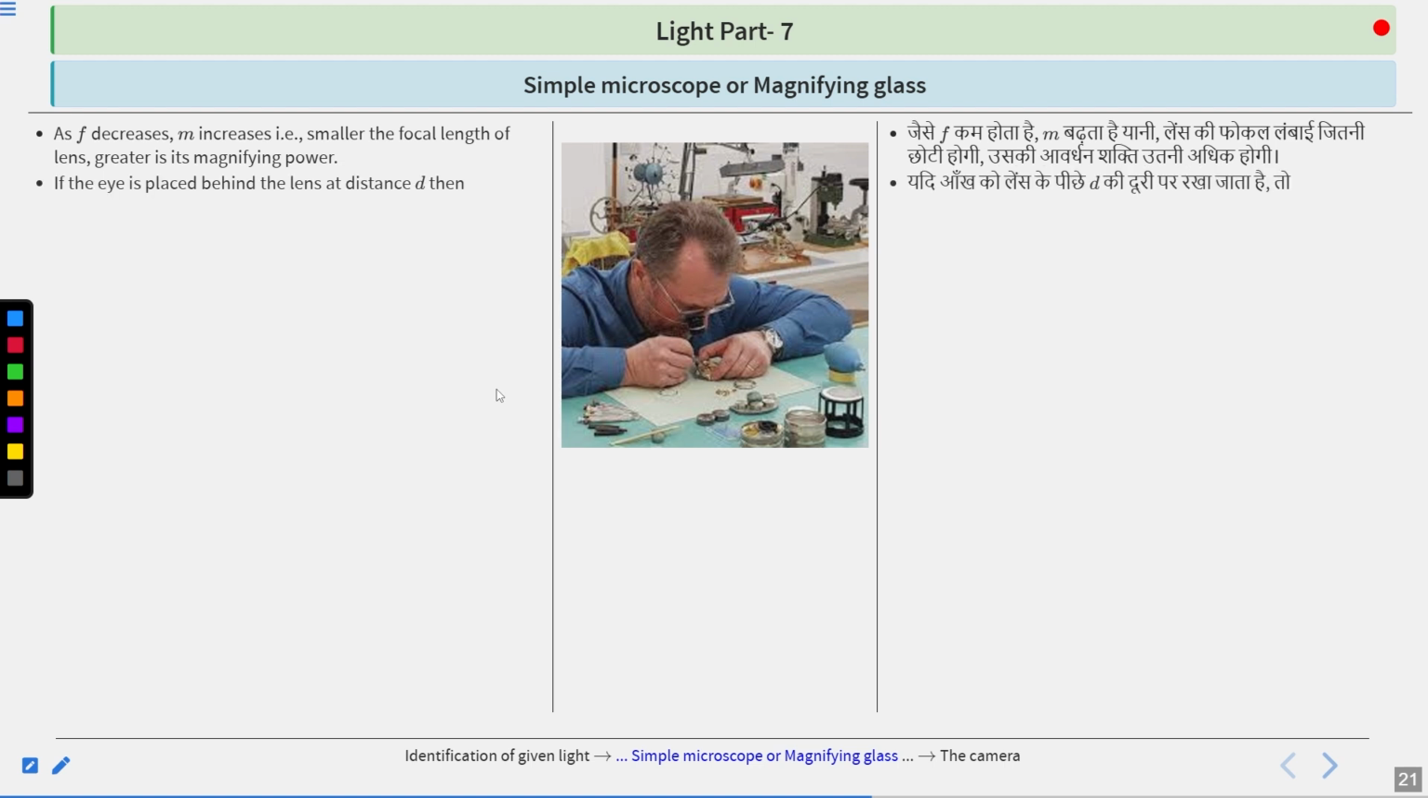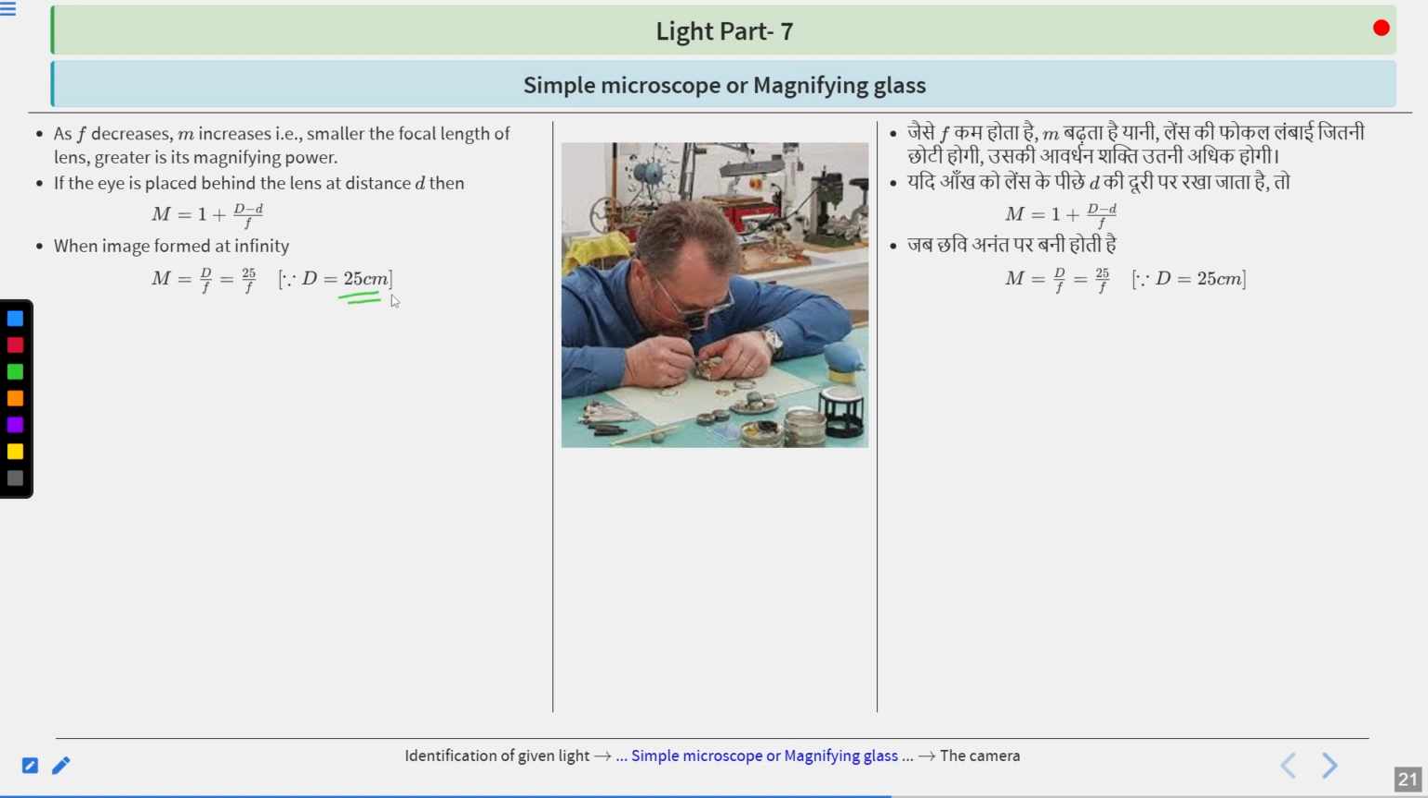If the eye is placed behind the lens at distance d, then m equals 1 plus (D minus d) by f. Here one D is capital, another one is small. When the image is formed at infinity, m equals D by f equals 25 by f. Therefore, D equals 25 centimeter.